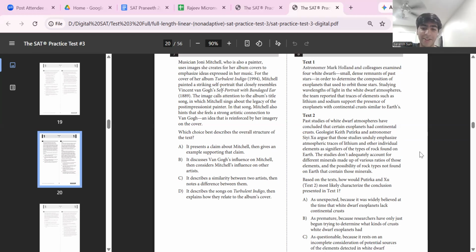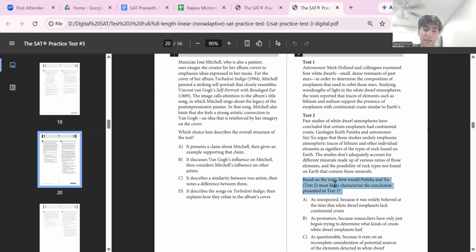First, I would read the question and understand what it's asking. And then, because it asks how the conclusion presented in text one would be reacted upon by the researchers in text two, I would only read the conclusion of text one, and then I would read parts of text two. Wait, so let's go step by step. The first thing you said is you're going to read the question first. That's it, right? You're not going to read the premise first.